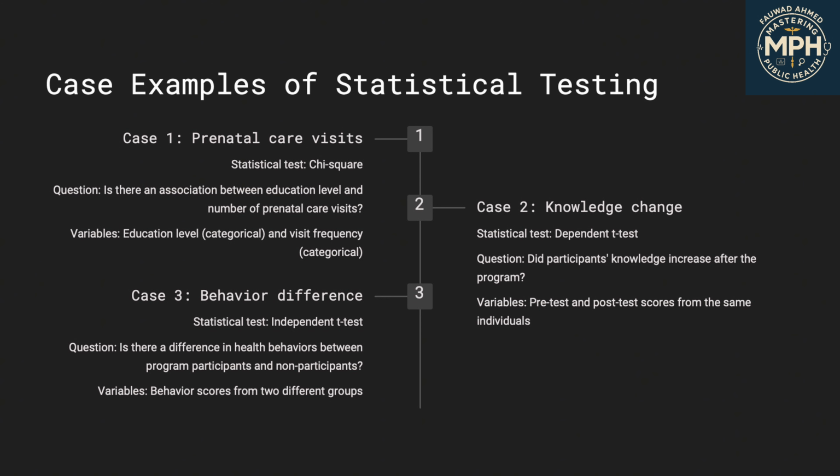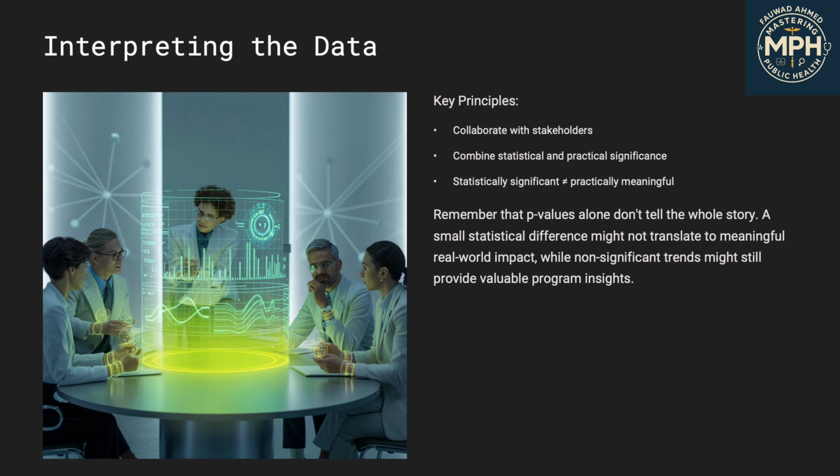Case examples. Case 1: prenatal visits by age and education, chi-square. Case 2: sexual assault prevention knowledge before and after program, dependent t-test. Case 3: hand hygiene compliance between groups, independent t-test.